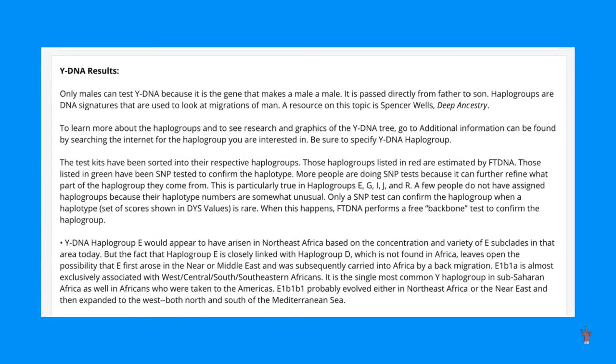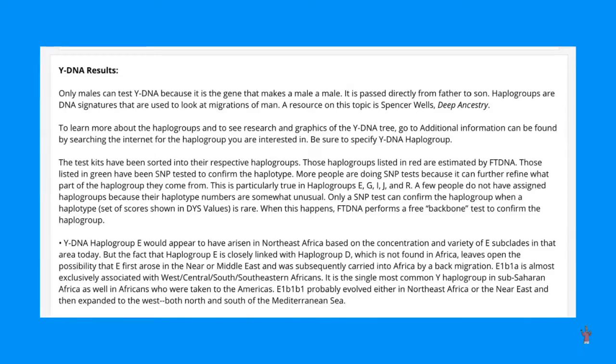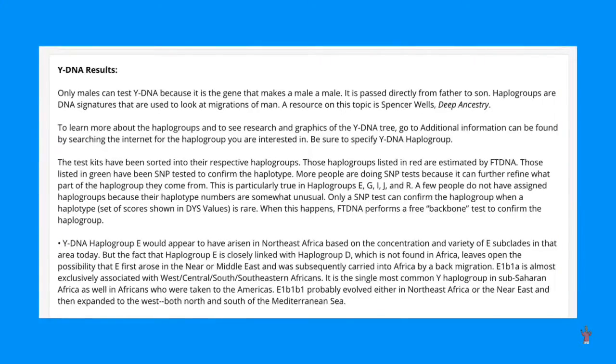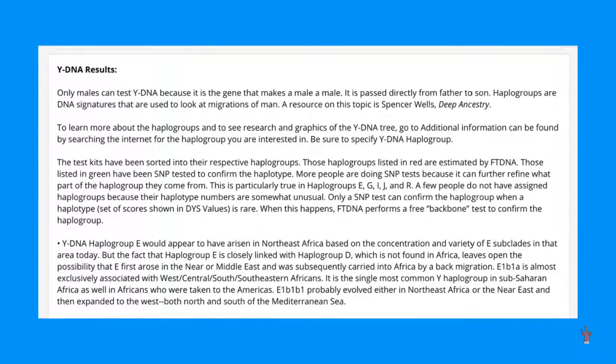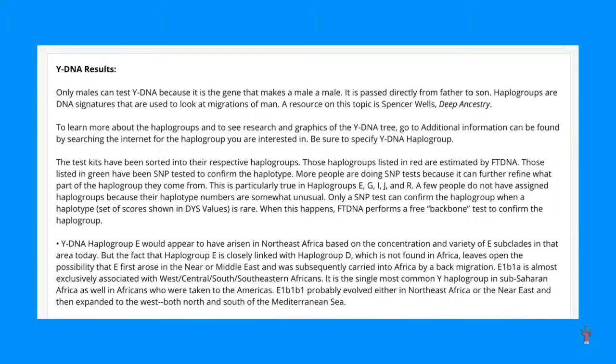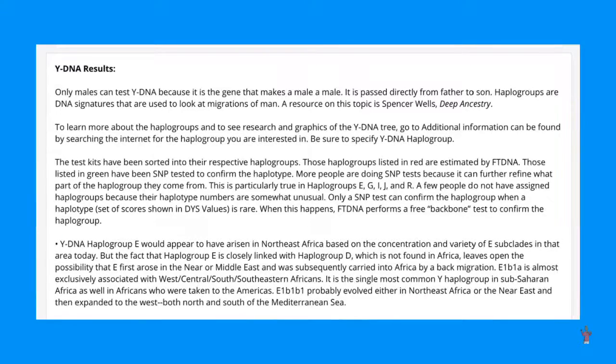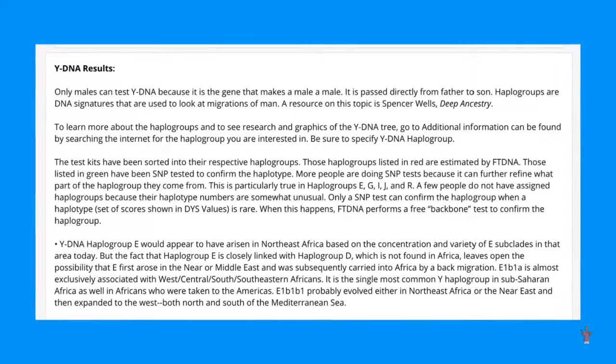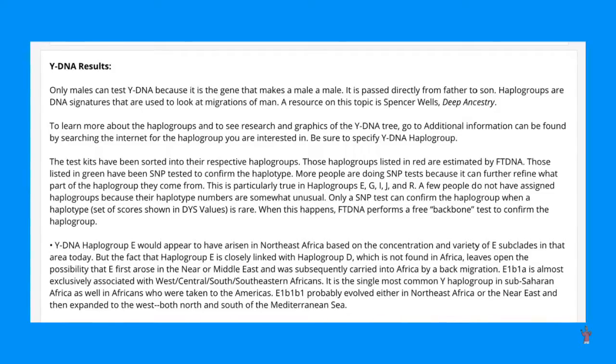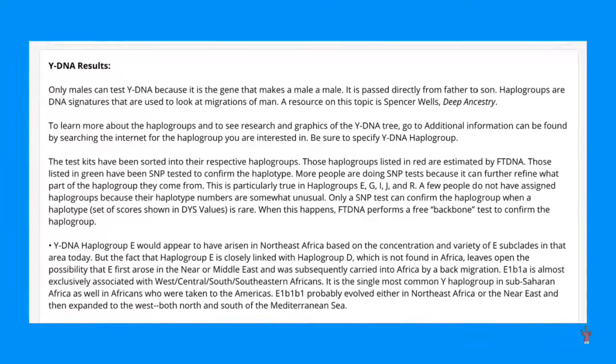And it goes on to say, Y-DNA haplogroup E would appear to have arisen in Northeast Africa based on the concentration and variety of E subclades in that area today. But the fact that haplogroup E is closely linked with haplogroup D, which is not found in Africa, leaves open the possibility that E first arose in the Near or Middle East and was subsequently carried into Africa by a back migration.